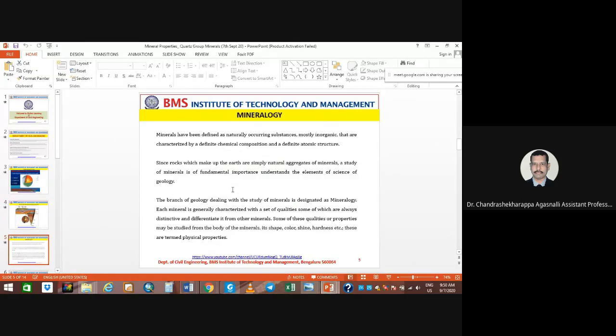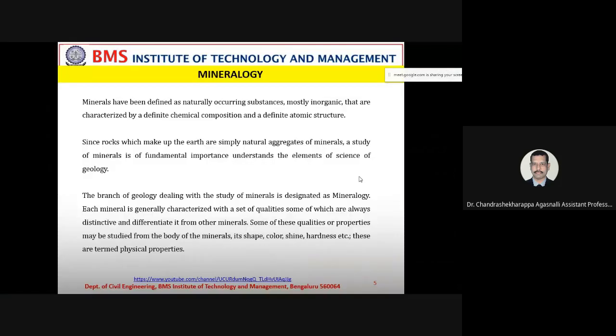Now let's go to mineralogy. What is there in mineralogy? It's the study of minerals. First, the definition: what is mineralogy? And describe the different types of mineral properties. Minerals are naturally occurring substances having a specific chemical composition and a definite, perfect internal atomic structure.